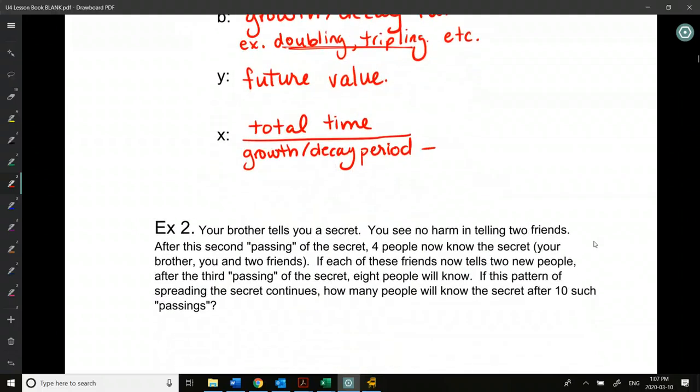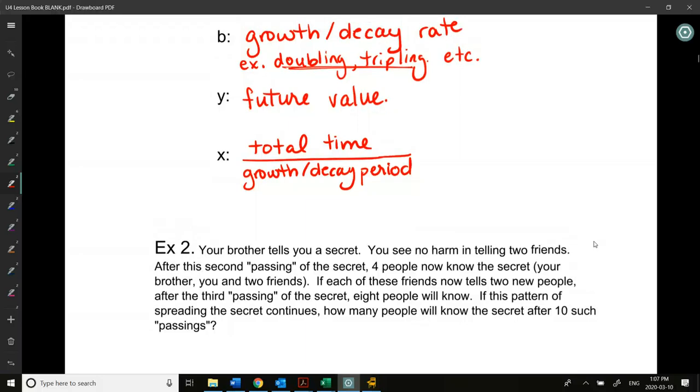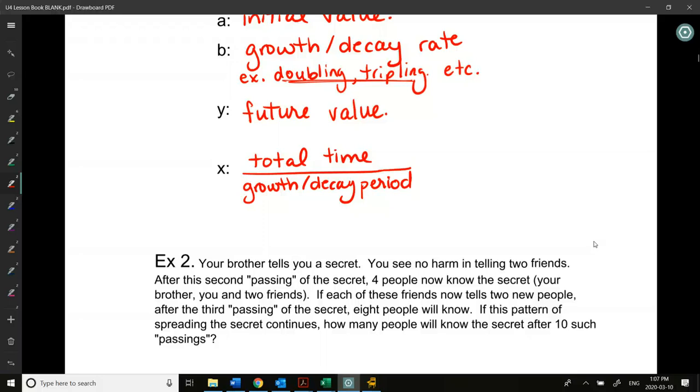George, question? If it triples every 2 days, that would be 2 days or what? It would be 2 days. So you would have 3 as your b value, and then when you enter in for time, if I wanted to know after 10 days what would happen, I'd have to divide that by 2, because it's tripled 5 times in 10 days if it triples every 2 days. Does that make sense? So x is basically the number of growths or decays that have happened in your total time period. Okay?